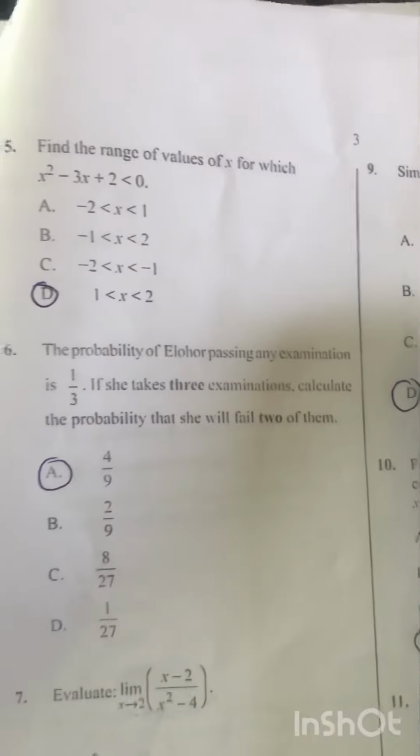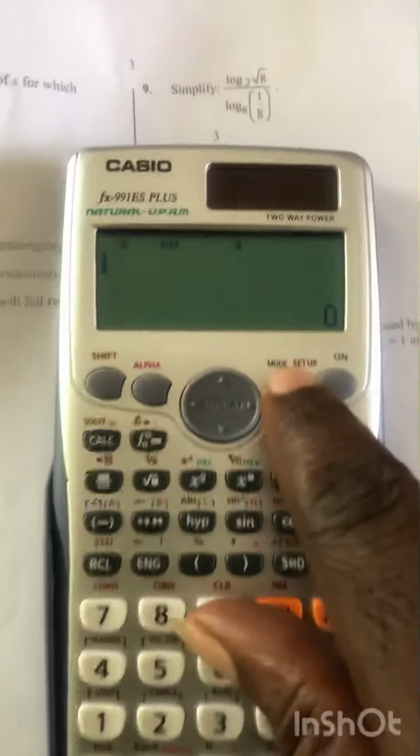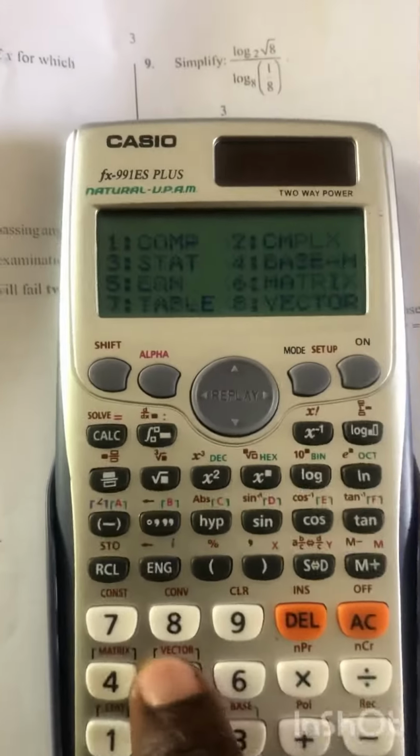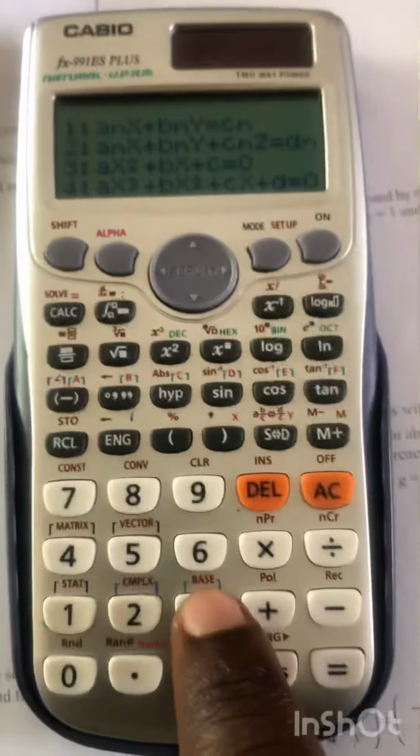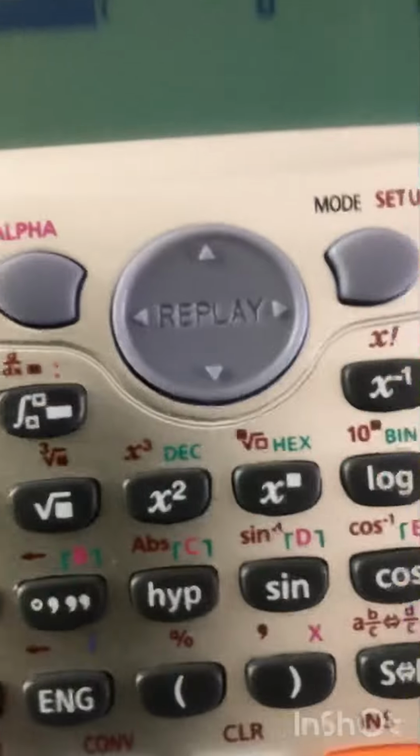Question 5 is very easy. It says find a range of values of x for which this is a quadratic inequality. So we just move on to quadratic equation on the calculator. So I press mode, I choose equation 5, and I choose quadratic, which is 3. I press 3. Then I type in the coefficients.